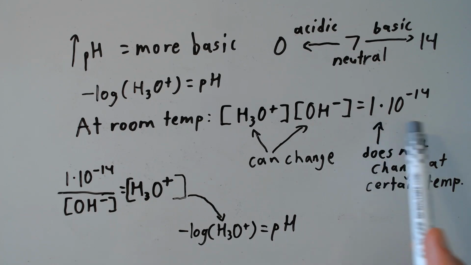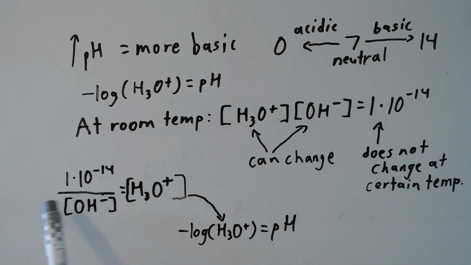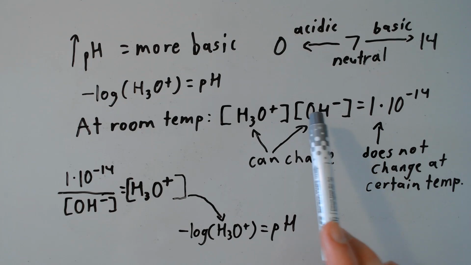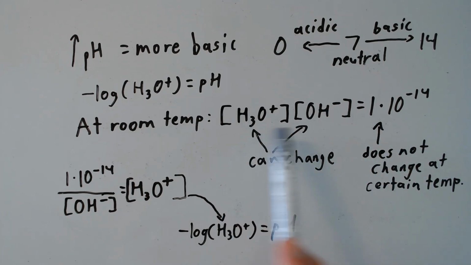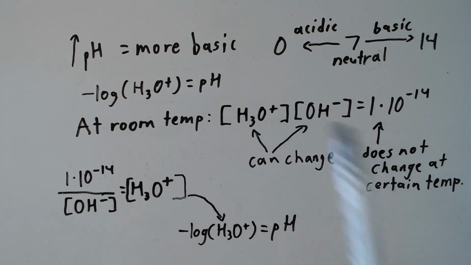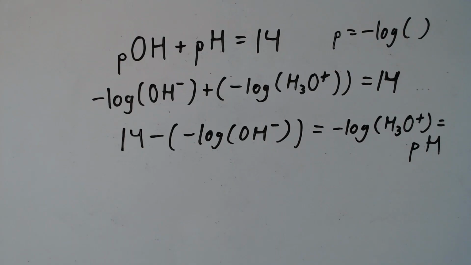So we would take 1 times 10 to the negative 14 here and divide it by the OH- to find the concentration of H3O+. So if we divide this by that, we find the H3O+ concentration. And once we get this H3O+ concentration, we can easily find the pH by plugging it into our negative log H3O+ formula, and we'll have the pH, knowing only the concentration of OH- produced by our base.